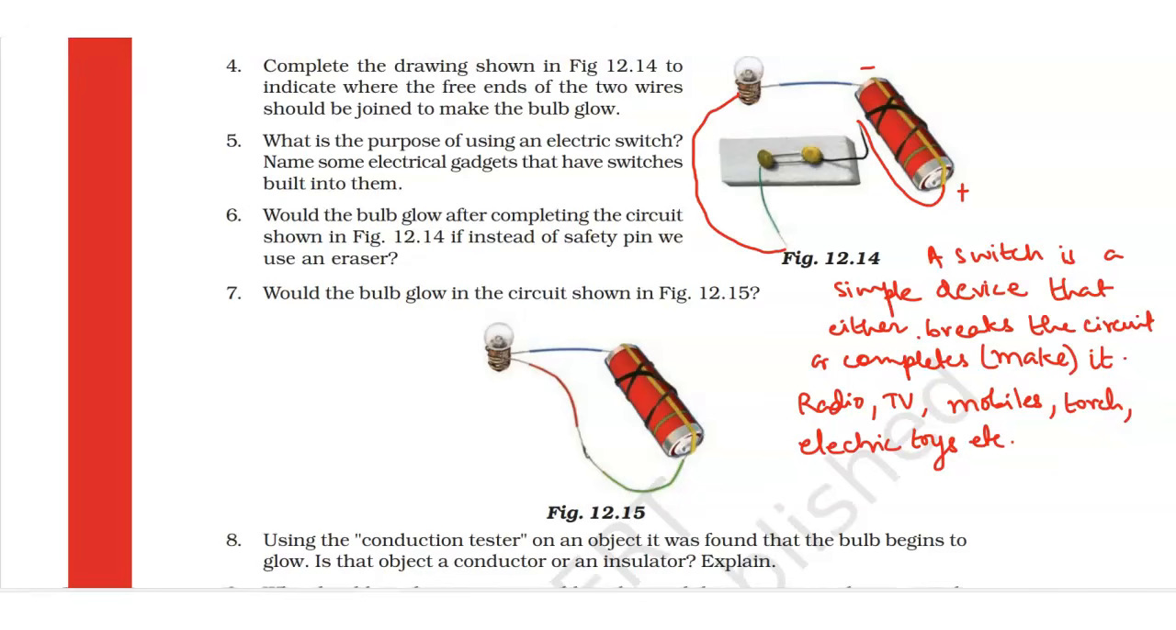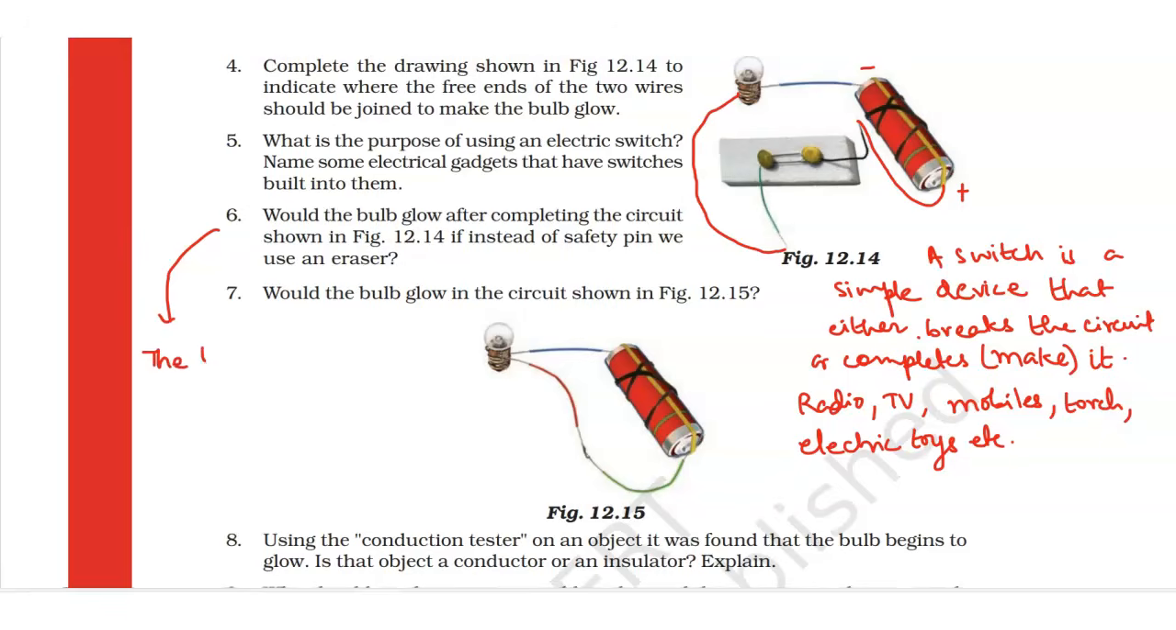So if you use an eraser, what will happen? It will not complete the circuit. It will break the circuit. And therefore, current will not pass through it. And as a result, the bulb will not glow. Okay. So let me write that answer for you for question number 6.